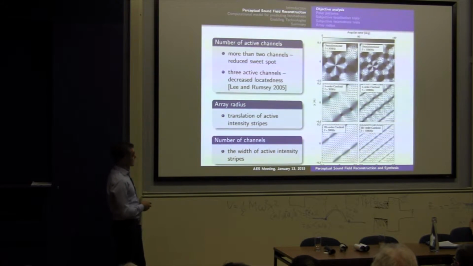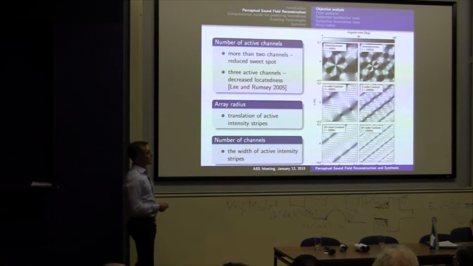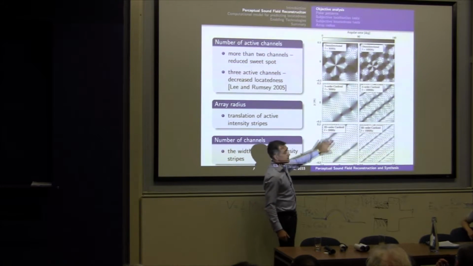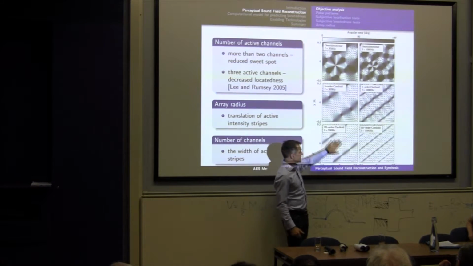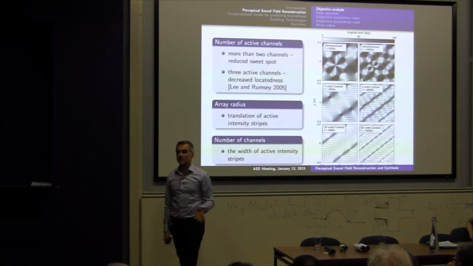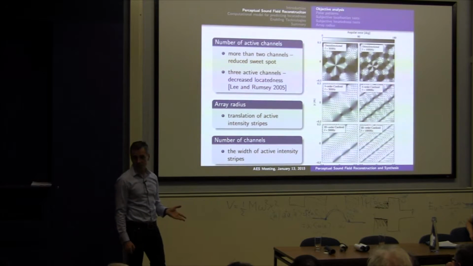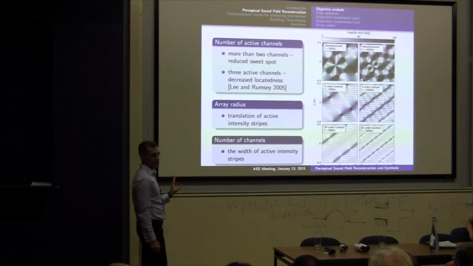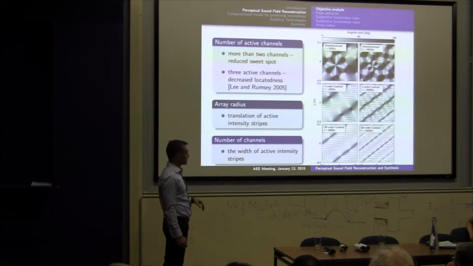Another thing that we wanted to figure out is the effect of array radius, whether it should be 15 centimeters or more, and so on. It turns out that the effect of the array radius is that these stripes just move in the direction perpendicular to wave propagation. That means that perhaps the array radius is not all that crucial, and we are not going to worry about it for now, and we are going to do all the analysis for just any kind of array radius.